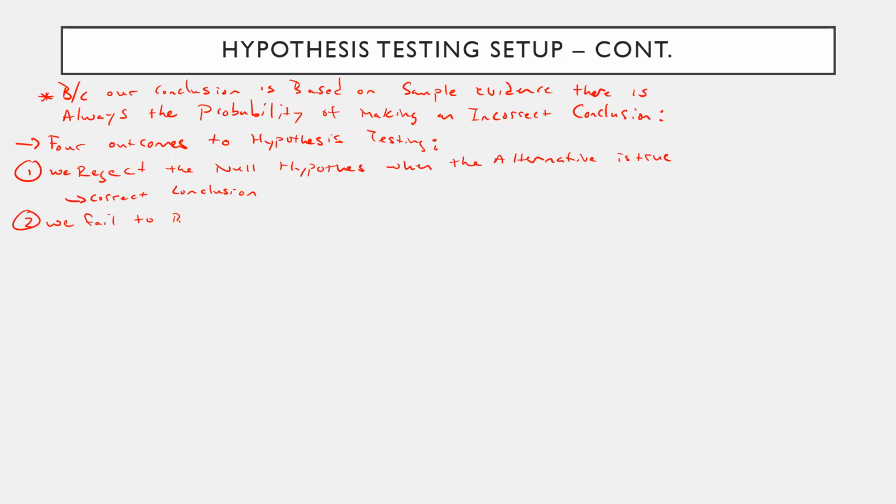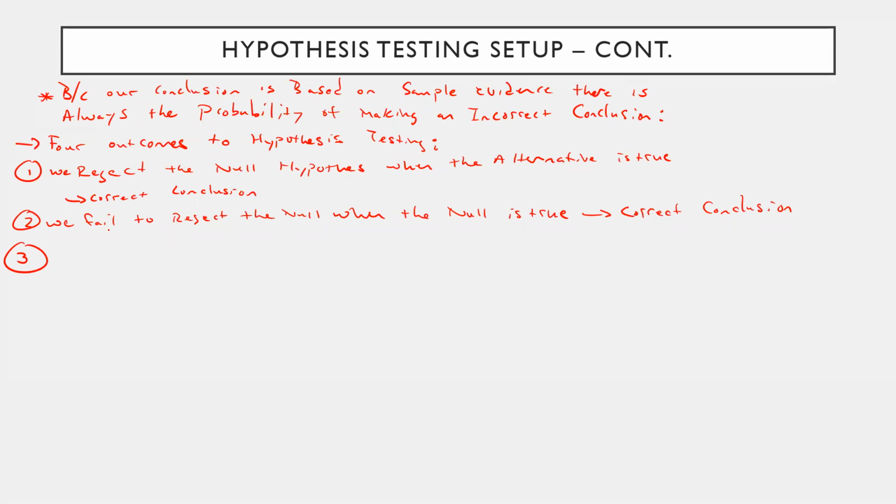Let me talk about the other correct conclusion. We fail to reject the null when the null is true. So what we're saying is the person is not guilty when indeed they're not guilty. This is another correct conclusion. Whenever we do hypothesis testing in this class, we're always just going to assume we make the correct conclusion. We didn't make an error. Our sample evidence we collected is good, no problem. But there's always the possibility that you make an error.